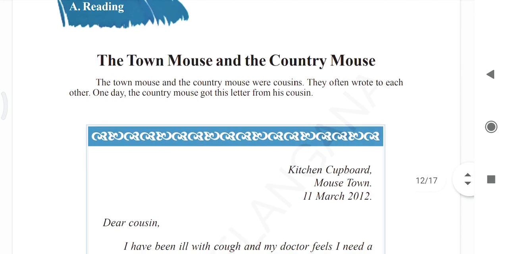The town mouse and the country mouse were cousins. They often wrote to each other. One day, the country mouse got this letter from his cousin. So at the start itself we come to know the relationship between these two mice. The town mouse and the country mouse are cousins, and they often wrote to each other, in the sense they often wrote letters to each other. In those days the medium of communication was letters. So one day the country mouse got this letter from his cousin.